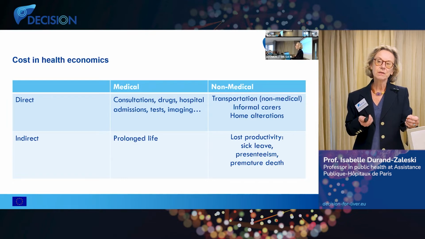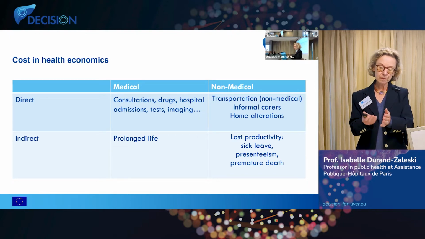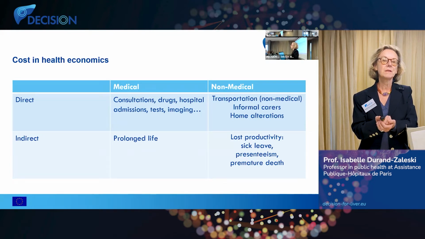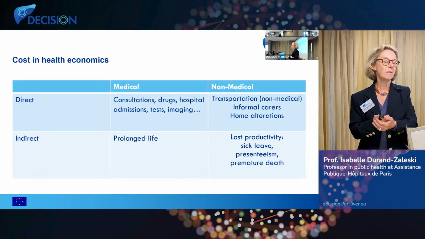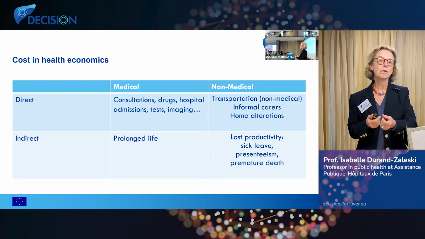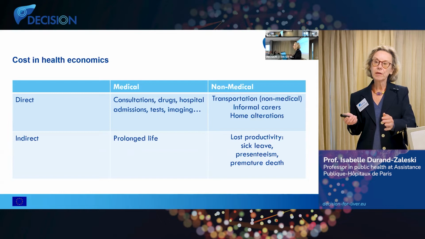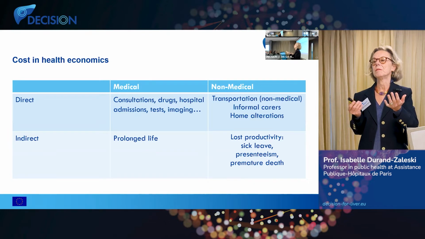And then the last box, which is the medical indirect cost, is something that's highly debated. Say you have a patient whom you save from cirrhosis by either treatment or a liver transplant, and then this patient gets lung cancer during his survival. And so should we take into account the cost of treating lung cancer or not? The answer so far is no. What we take into account is everything related to the same system.